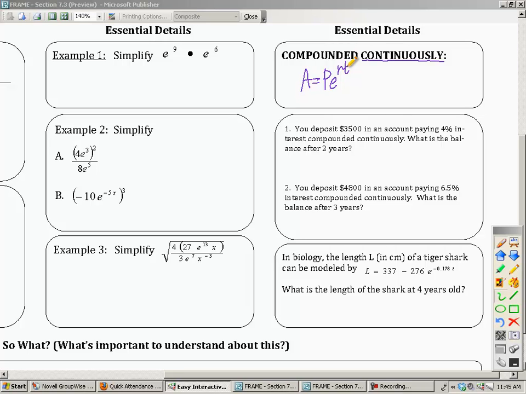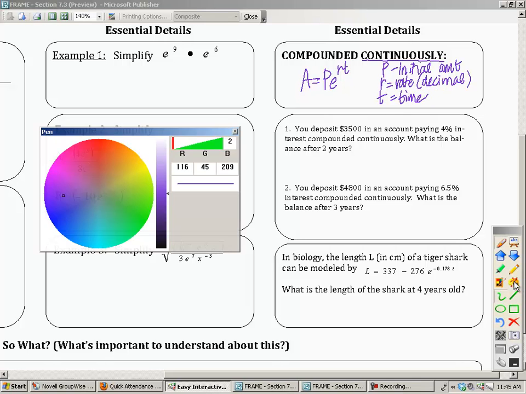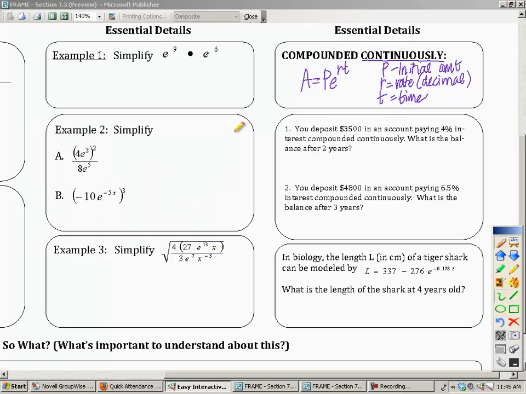Now let's talk. P is our initial amount. R is still our rate, and again, like it was before, our rate has to be a decimal. And T is also still our time. The hardest part about this, I'm going to switch my color a second, is when you stick it in your calculator, r times t has to go in parentheses for your calculator to evaluate it correctly. Okay, so let me show you an example.